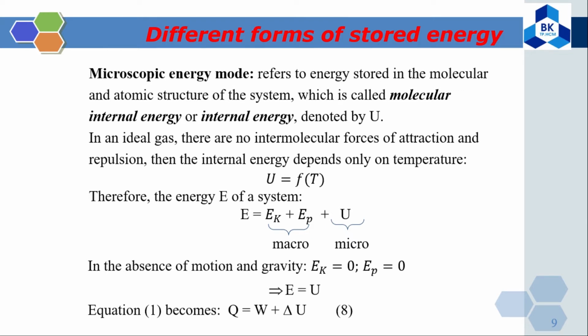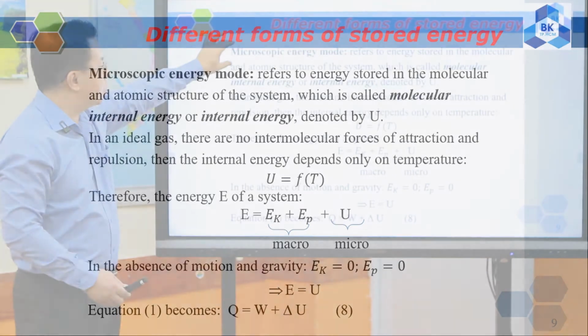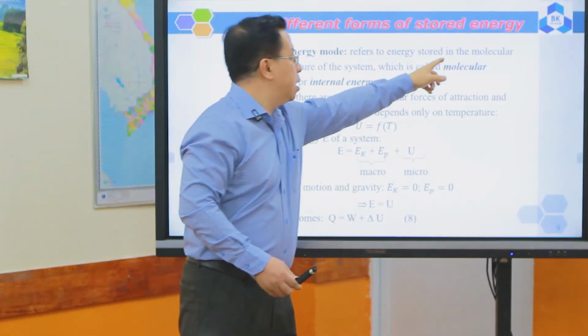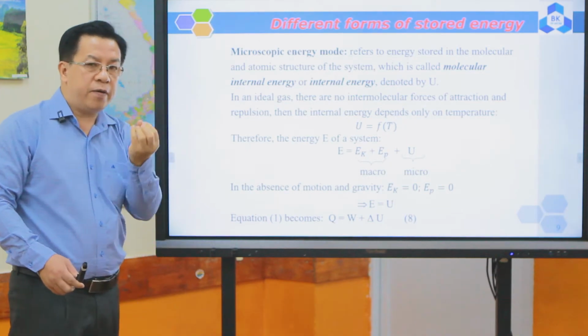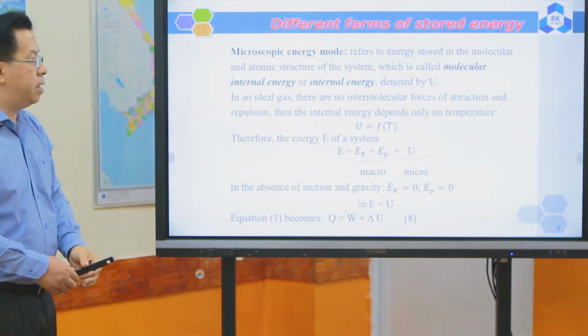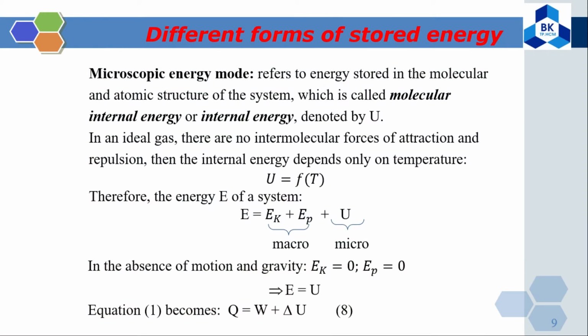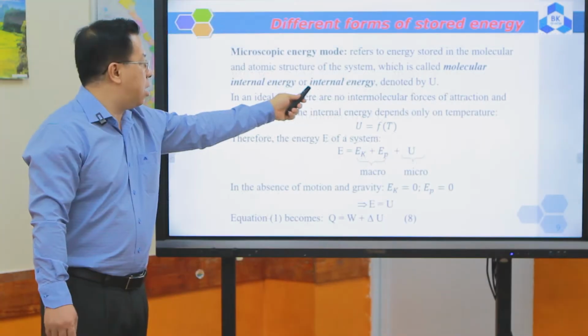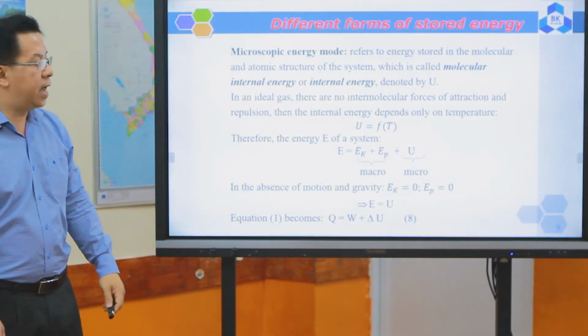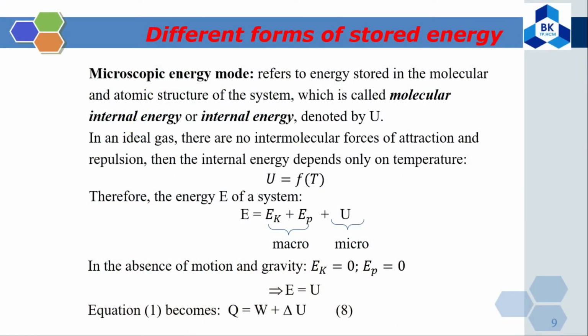So what is the microscopic energy mode? It refers to energy stored in the molecular and atomic structure of the system. So you know macro is something big, and when we talk about the microscopic, it is related to the molecules and the atoms. It is a very, very tiny part of any material. Okay, so we call it microscopic. We call this molecular internal energy, or internal energy, denoted as U. And in the last lesson, you learned about the internal energy.